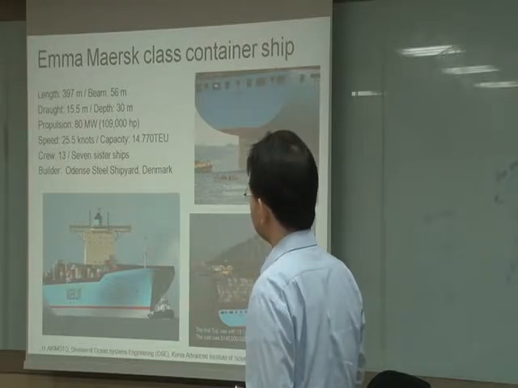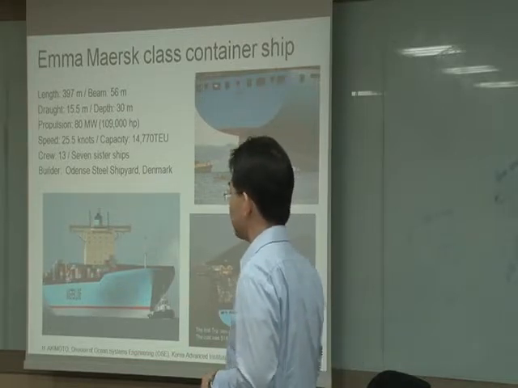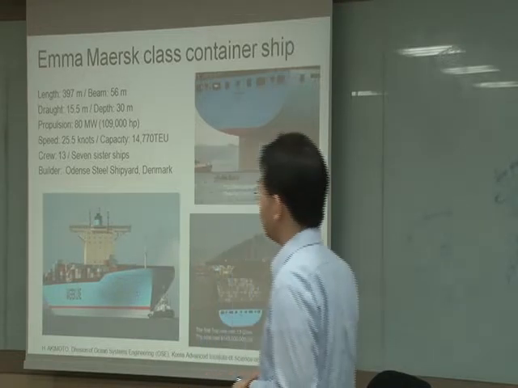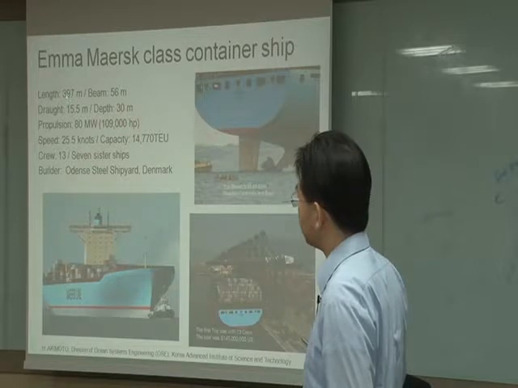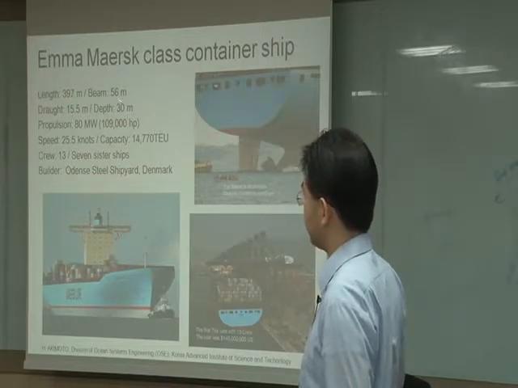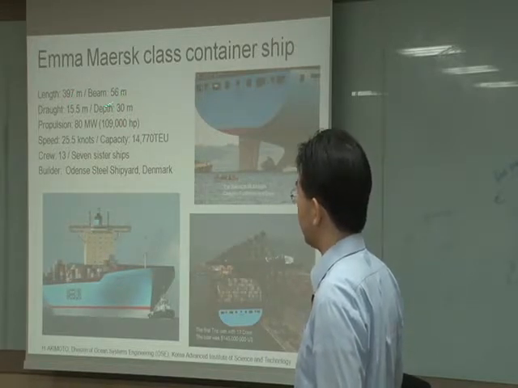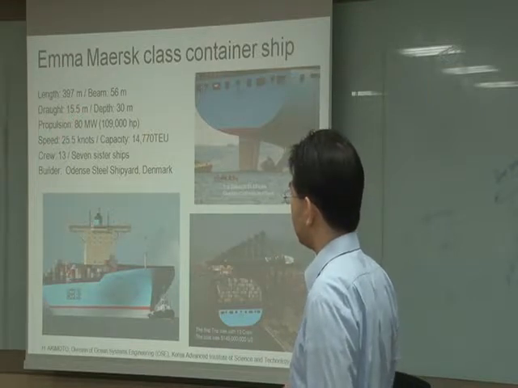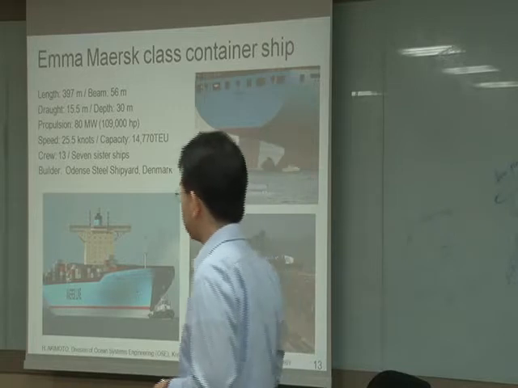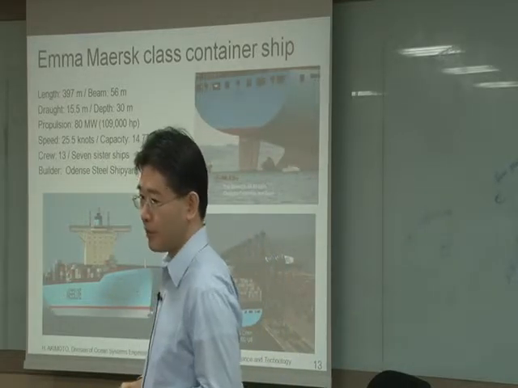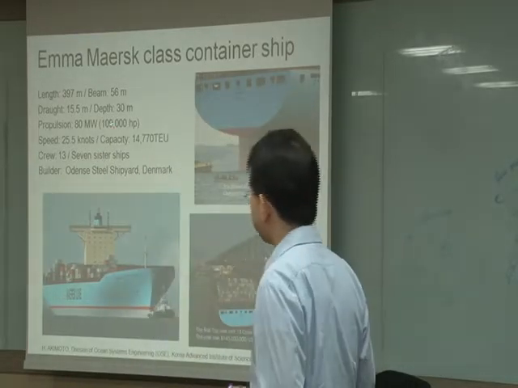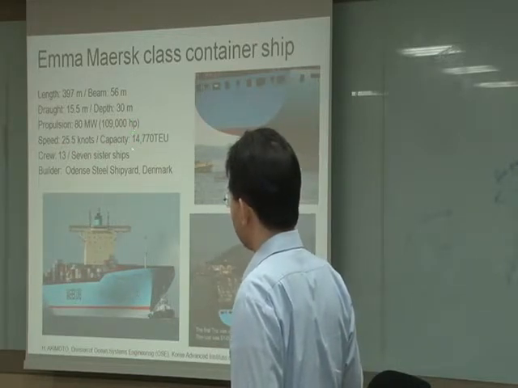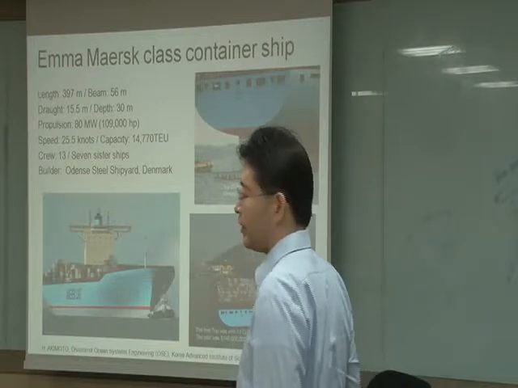Emma Maersk class container ship. This is the present largest container vessel. The length of the ship is almost 400 meters. The beam is 56, and the draft is 15.5. So it is almost Malacca Max size. The capacity is about 15,000 TEU.